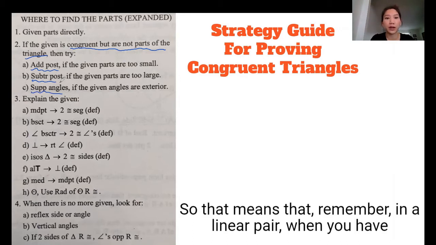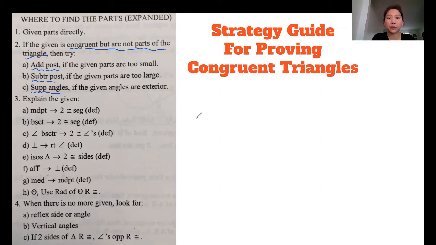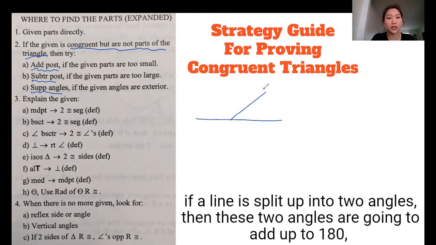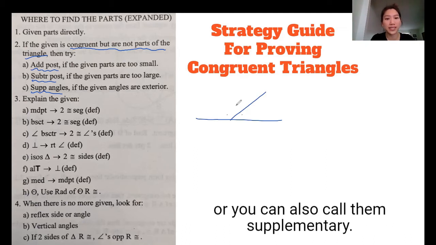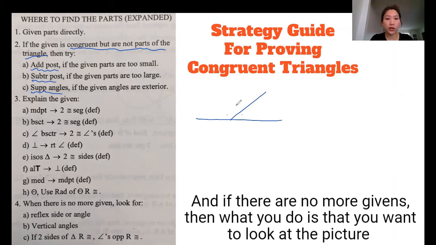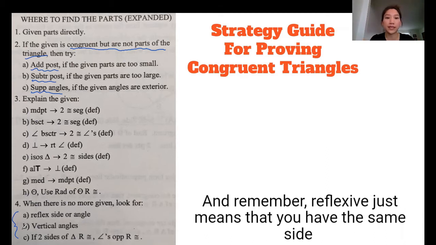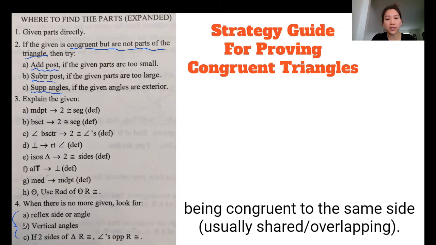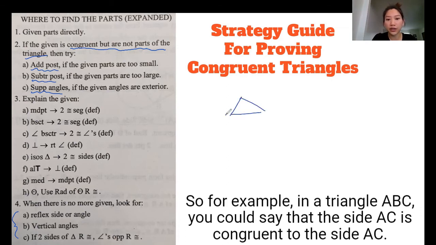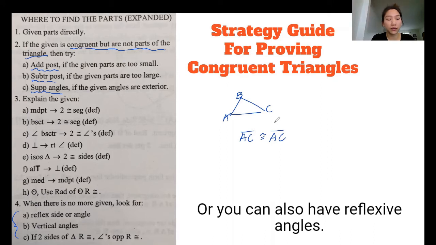Remember, in a linear pair, when a line is split up into two angles, these two angles are going to add up to 180, or you can also call them supplementary. And if there are no more givens, then you want to look at the picture and see if the picture gives you, for example, a reflexive side or reflexive angle. Remember, reflexive just means that you have the same side being congruent to the same side. For example, in triangle ABC, you could say that side AC is congruent to side AC. Or you can also have reflexive angles.